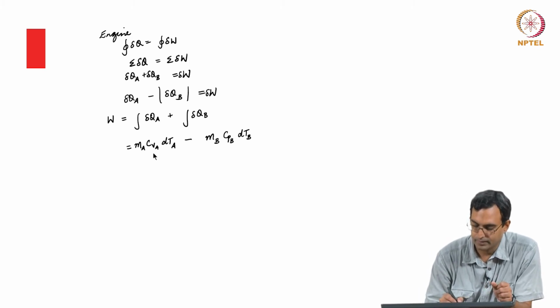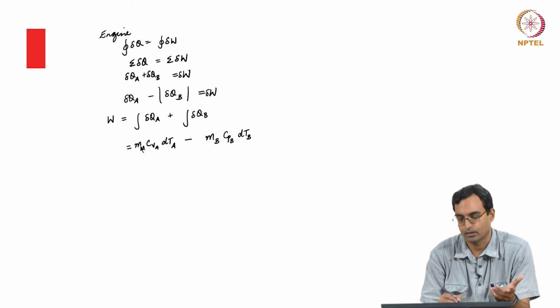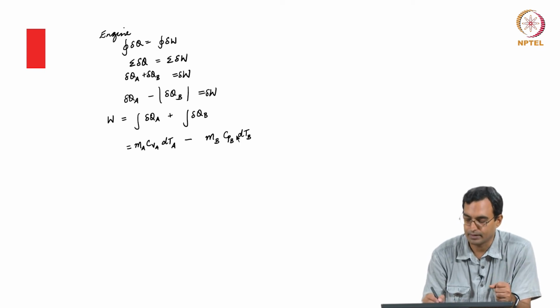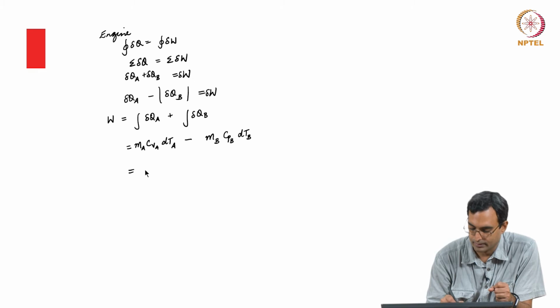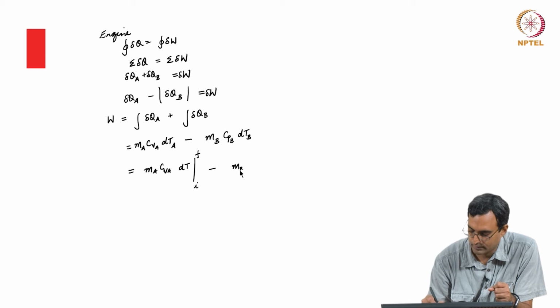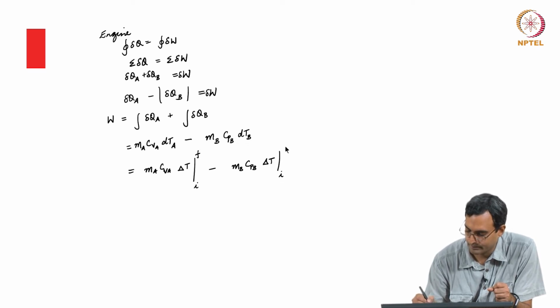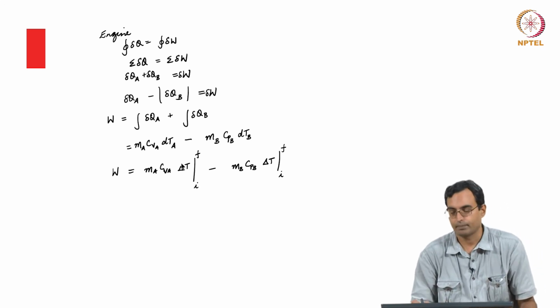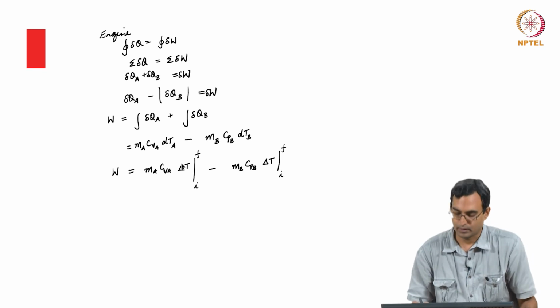So, let me integrate this. I am assuming m is constant, which is not really an assumption, I know m is constant. I am assuming Cv and Cp are constant. So, I get essentially m_A Cv_A dT from initial to final. This is after integrating delta T. I know the initial temperatures. If I knew the final temperature, I could find out the work done.